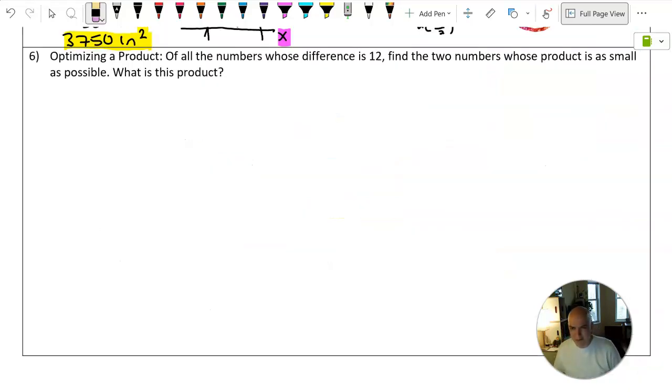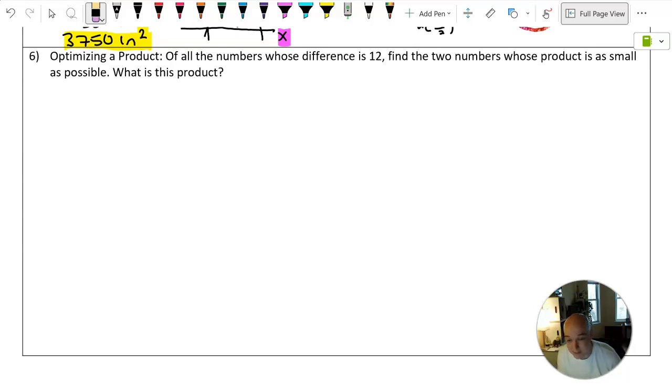One more last kind of problem. So we've been doing some real world problems. We can also use quadratics to approach some sort of mathy problems. So here's one that goes like this. Of all the numbers whose difference is 12, find 2 numbers whose product is as small as possible.